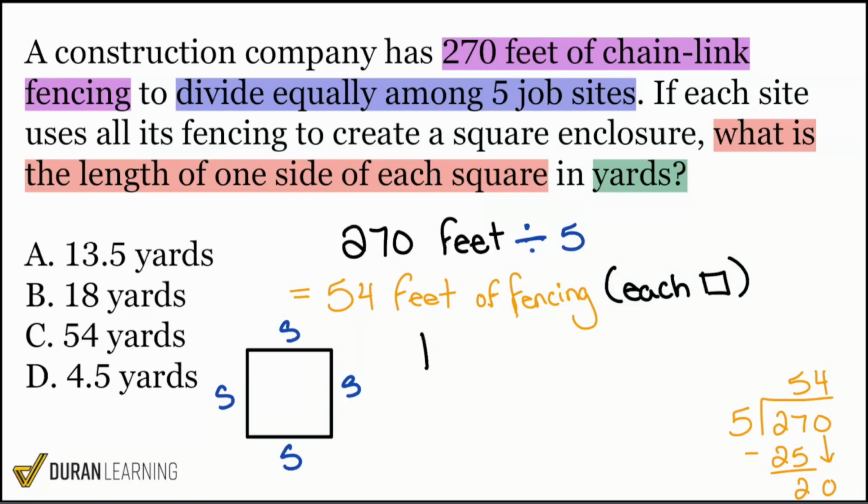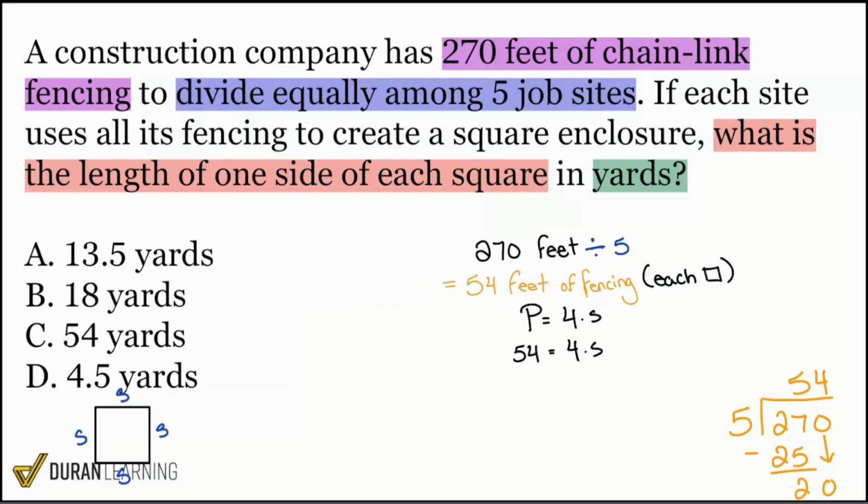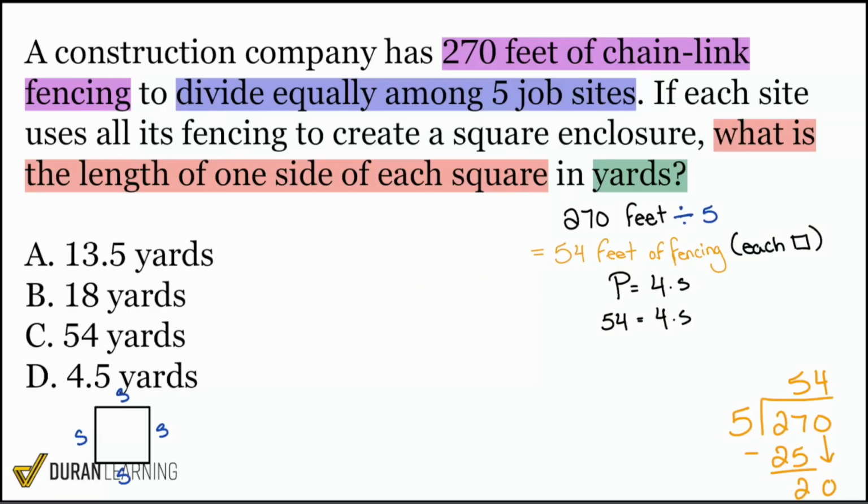Because remember, perimeter equals 4 times the side. My perimeter is 54. So all I need to do is divide by 4, and I'll have my side. Let's go ahead and get that done here. Let me move this little square off over here. Let me move that away. And then let's go ahead and move all of this a little bit further away so we have more space. And here we go. 54 equals 4 times side. Divide by 4 on both sides.